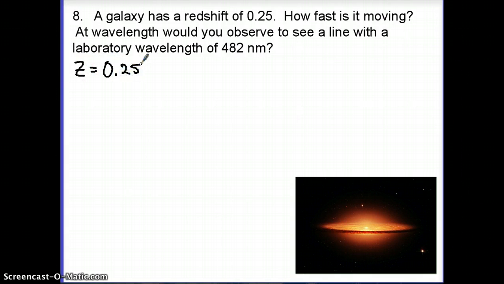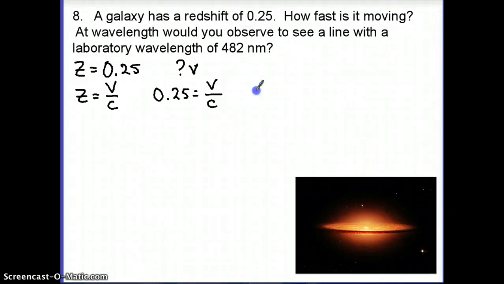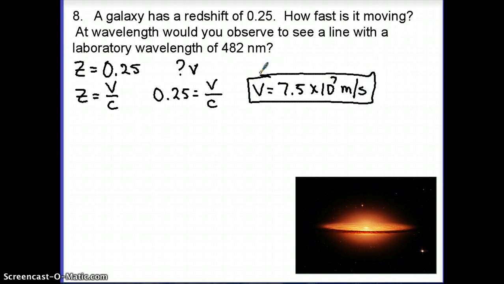And the first thing I want to know is how fast it's moving. That's how fast is the galaxy moving. So I'm solving for v. I know that z is equal to v over c. So 0.25 is equal to v divided by the speed of light, which is 3 times 10 to the 8th. You've probably got that programmed into your calculator, and I'm not going to write out the number. So we can do this and solve for v, and it's 7.5 times 10 to the 7th meters per second. Positive because it is a redshift and moving away from us.